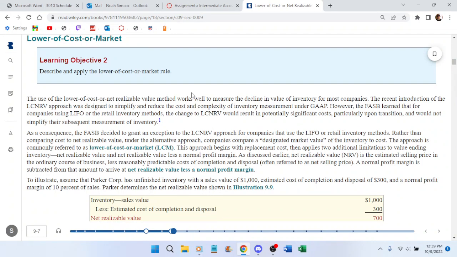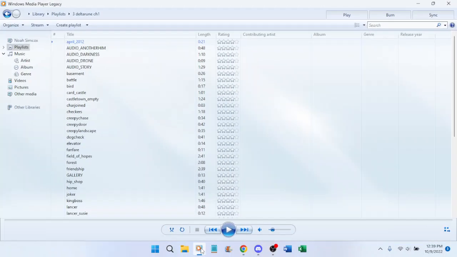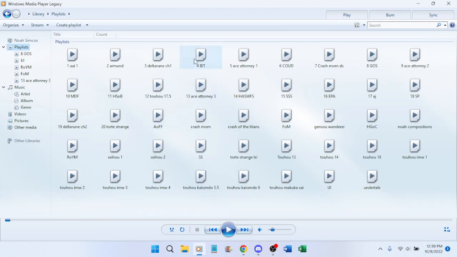Lower of cost or market. Oh man, what is even this? Oh, okay. I have no idea. That's funny.